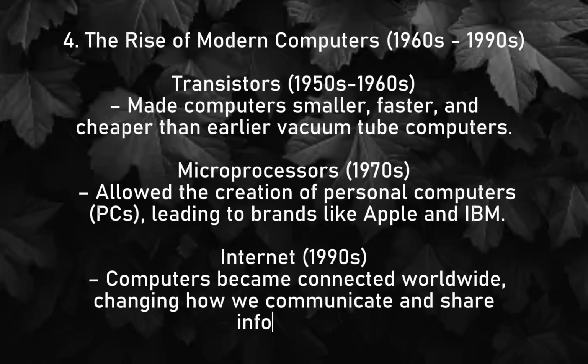The fourth one is the rise of modern computers. Now computers are getting more modern day by day as centuries pass. In the 1950s to 1960s, transistors were finally made. They made computers smaller, faster, and cheaper than earlier vacuum tube computers. The next is the microprocessor, which was invented in the 1970s. So finally the microprocessor had been invented, which allowed the creation of the personal computer. PCs were also invented, leading to brands like Apple and IBM, which started in the 1970s.